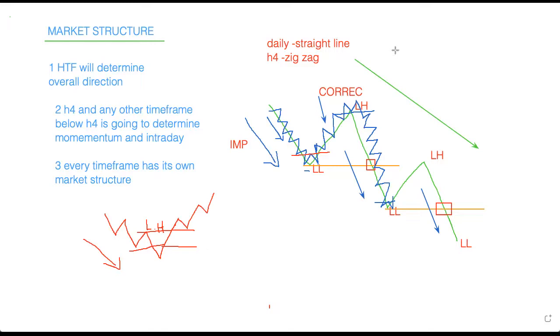Okay, after creating a new lower low on a higher time frame, as you can see here, we have created a lower low on a higher time frame. We wait for a lower time frame, that is H1, H4, M15, M30, M5, to break structure, and we change direction as correction moves or as impulse moves.